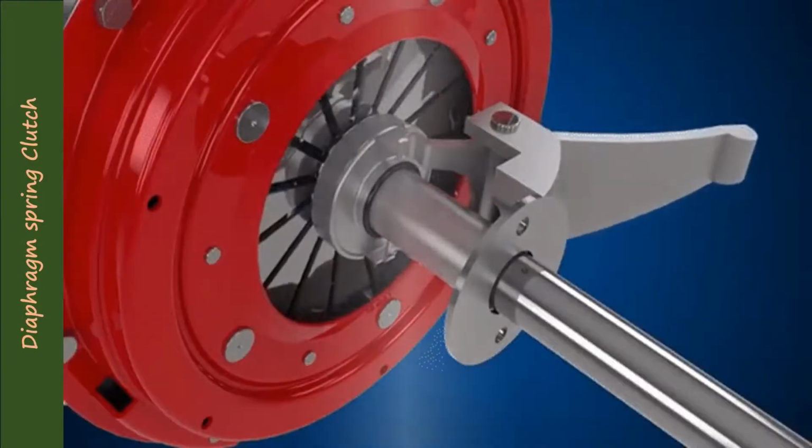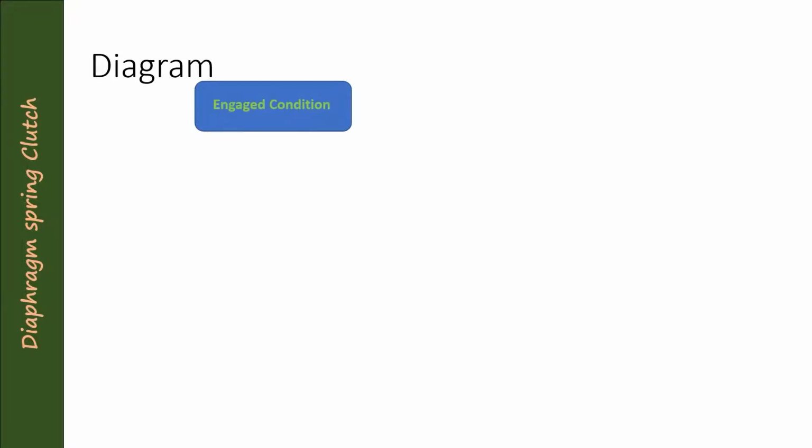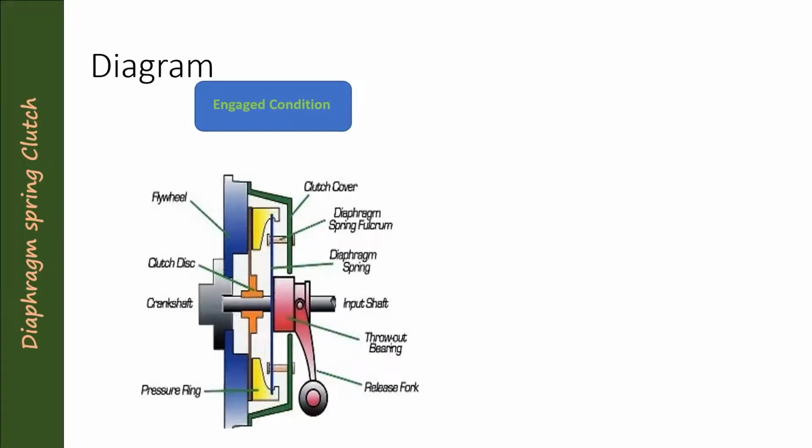Now we have to see the diagram of the diaphragm spring clutch when it is engaged, how it looks in the engaged condition. See here, as you have to draw the drawing in the exam. The parts are mentioned here. The two drawings you are going to draw: one is the engaged condition, the second is the disengaged condition. Engaged: if I press the clutch pedal, how it will be; if I release it, how it will be. So this is the engaged condition.